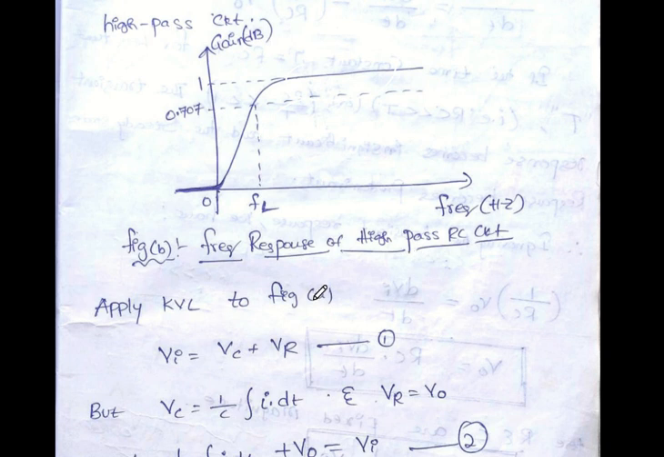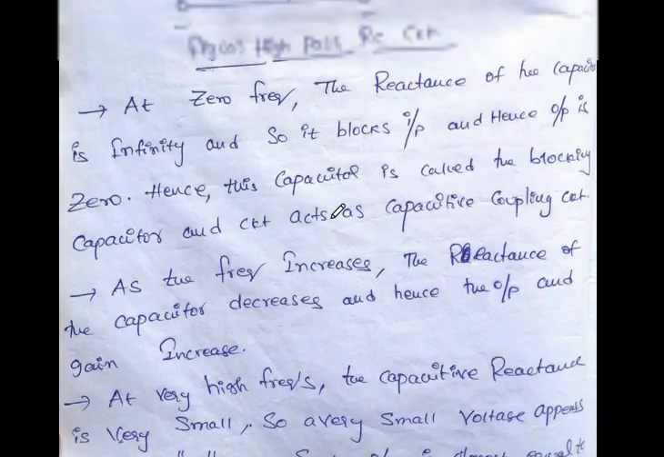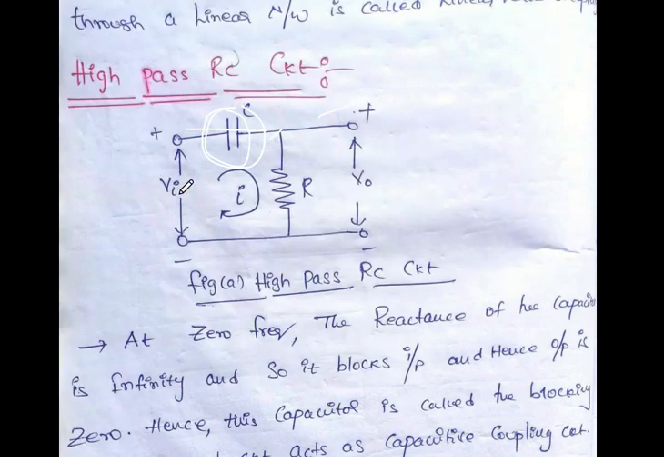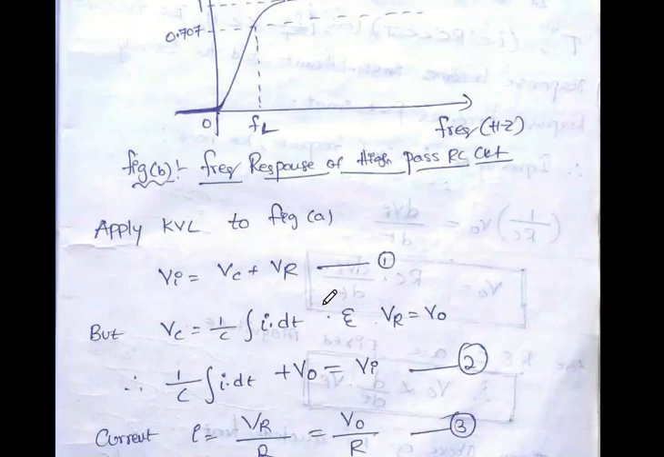Now apply KVL to the figure here. That means for a high pass RC circuit, apply KVL to this one. Therefore, the input Vi is equal to the voltage across the capacitor plus the voltage across the resistor. That means Vi is equal to Vc plus Vr. So that is mentioned here: Vi is equal to Vc plus Vr.